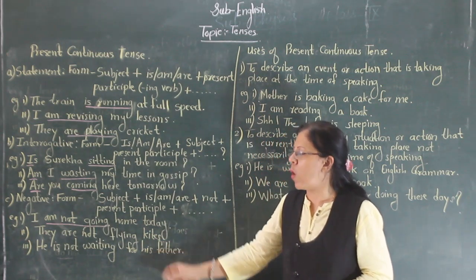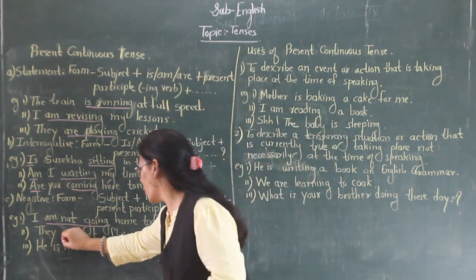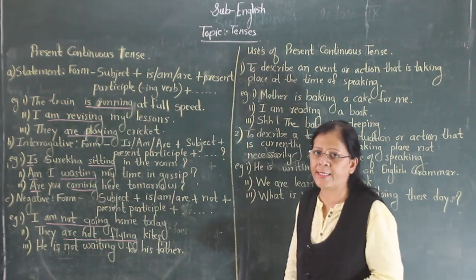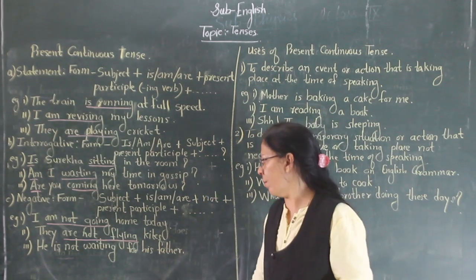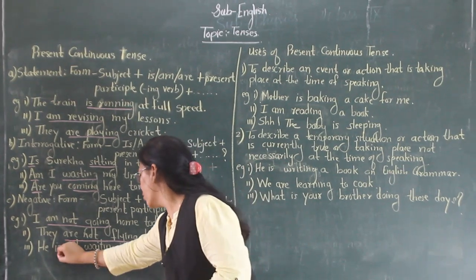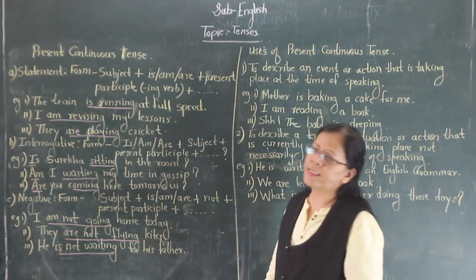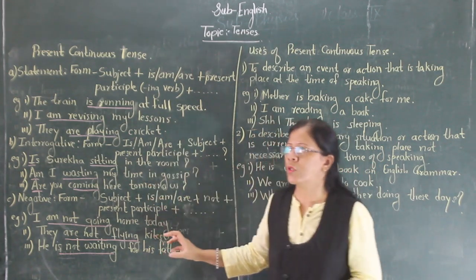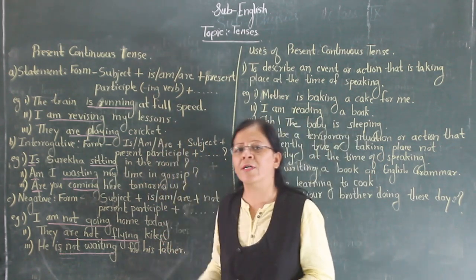They are not flying kites. So, are plus not plus present participle, that is the ing form of the verb. He is not waiting for his father. So, these are the forms of present continuous tense.